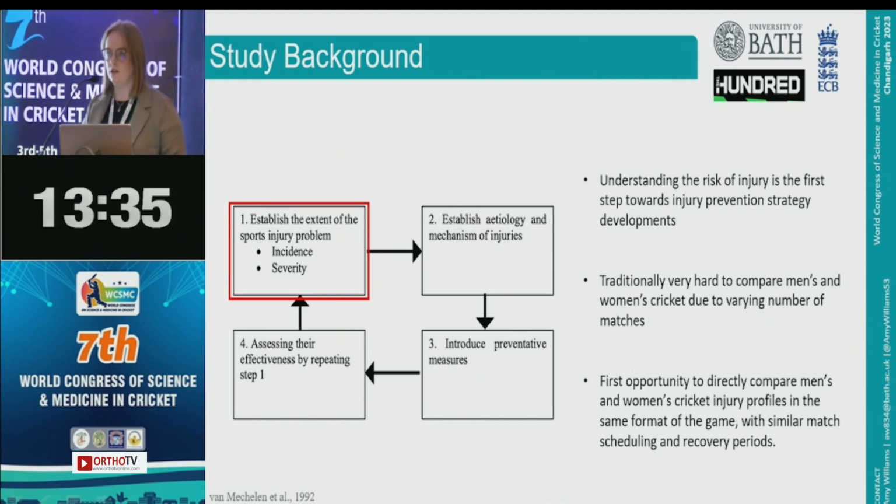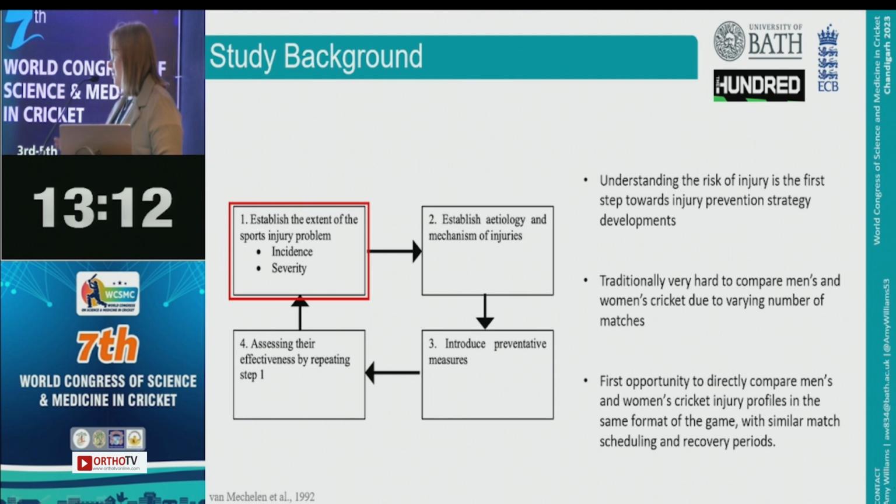So why do we need to look at the injury surveillance within the 100? Well, if we go to the injury prevention literature, and specifically the sequence of prevention model, for example, we know that injury surveillance is the first step towards preventing injuries. And especially in a new format, we don't know what the injury profile of those injuries are going to be in our men's and our women's cricketers.